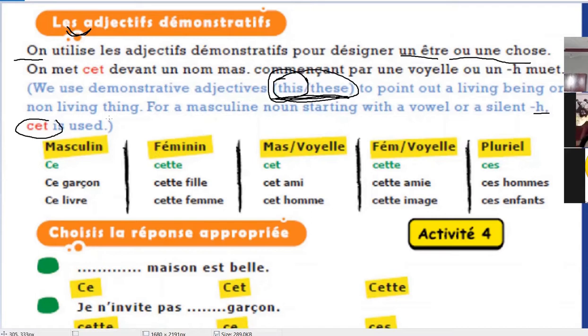Let's see how. With masculine, if any noun is masculine, then you will use ce. So if you want to say this boy, you will say ce garçon. Very good. Another thing: book is also masculine, and you know it very well. If you want to say this book, book is masculine, as you have learned in class 2, 3, 4, 5. So you will also use ce livre. Okay. Very good.